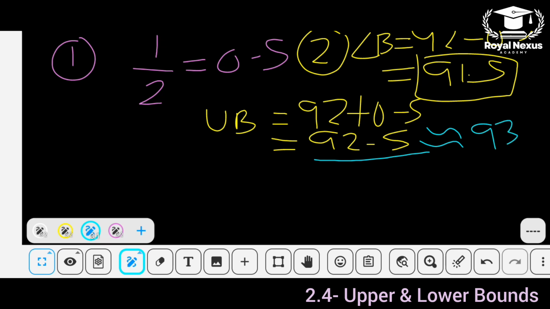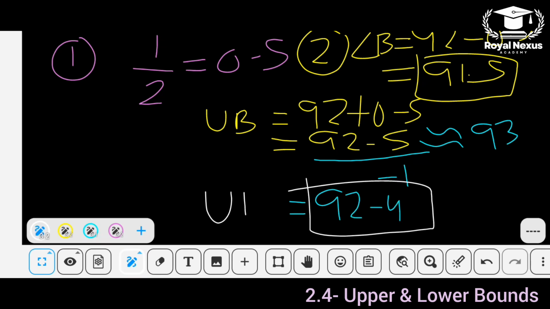So as in part A, what we did is we just subtracted 1 from it. So when you subtract 1 from 92.5, it will be 92.4. So this 92.4 is your upper bound, right? So the calculation for lower bound is straightforward. You just need to subtract that number from 92. But for upper bound, you need to add that number to 92, and in the end you need to do minus 1 in order to get the final upper bound answer.